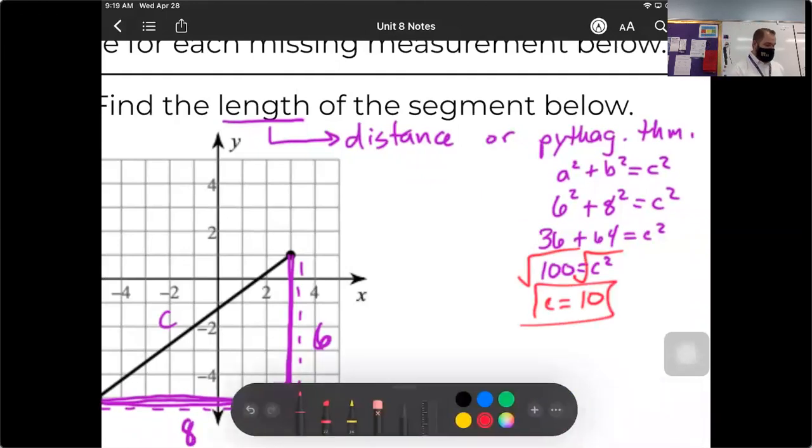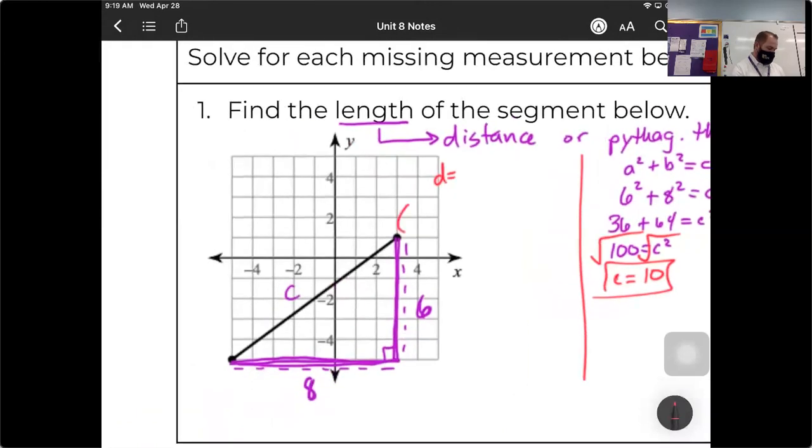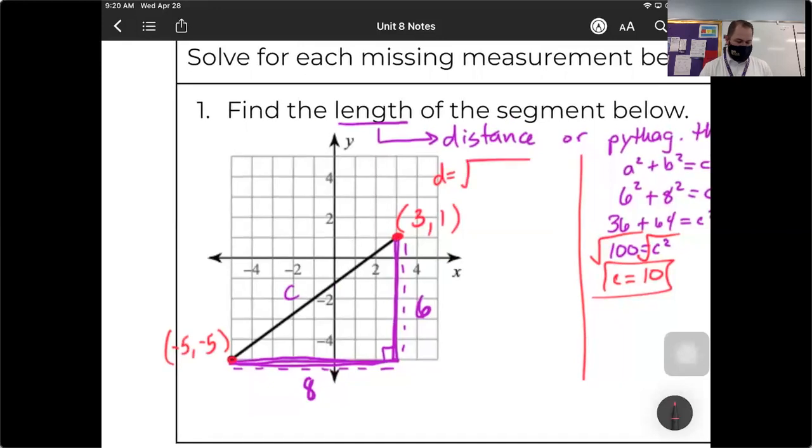Like I said, the distance formula should give you the same thing. I'm actually going to quickly show you that it gives you the same thing. But to do distance formula, you need the ordered pairs. So this bottom left corner, what would the ordered pair be there? -5, -5. The top right corner up here, what's that one? 3, 1. Good.